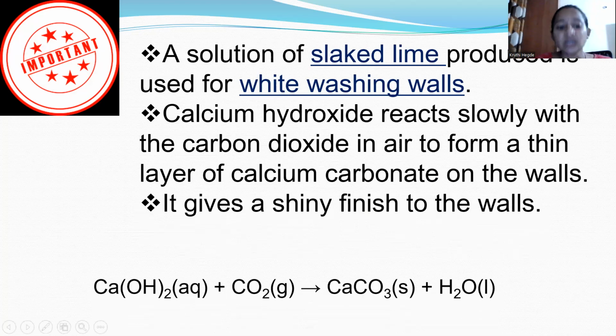Here is the reaction. Calcium hydroxide, Ca(OH)2, aq meaning aqueous, plus carbon dioxide, g meaning gaseous, giving calcium carbonate, s meaning solid, plus H2O, l meaning liquid. So this particular reaction indicates whitewashing of walls, and calcium carbonate is the reason for the white color of the wall after 2 to 3 days of whitewashing.